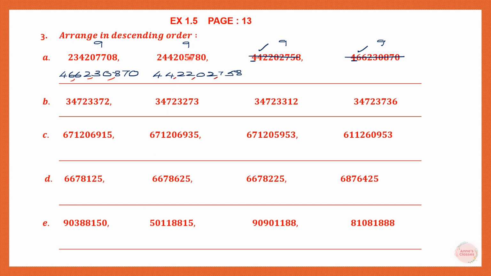Now let's look at the other two numbers beginning with 2. So here, the extreme left, we have 2. So we're going to go to the next digit. Here it is 3 and here it is 4. So 3 is smaller than 4. That means we need to write 4 first. So let's put that. So 2, 4, 4, 2, 0, 5, 7, 8, 0. That is, this is 24 crore, 42 lakhs, 5,780. So this number is also done.